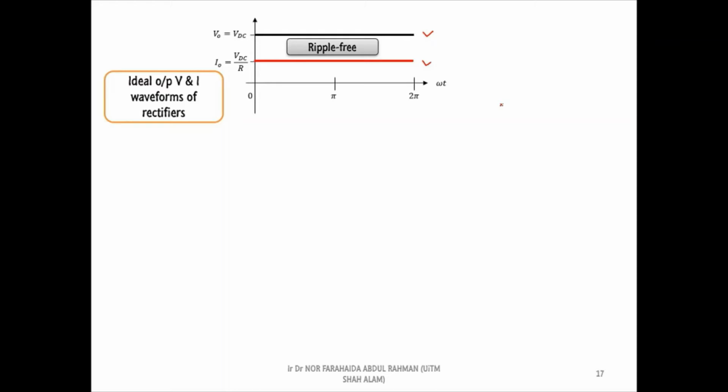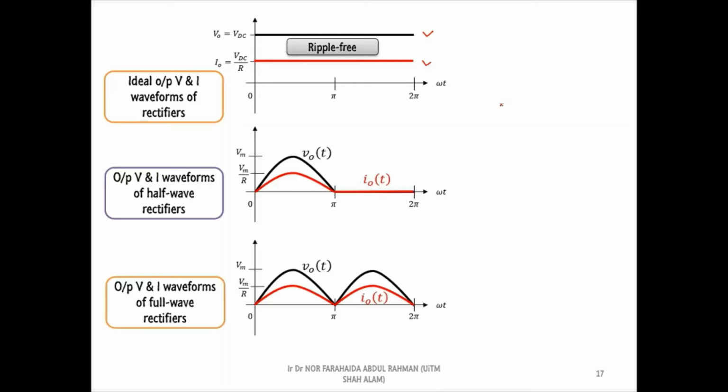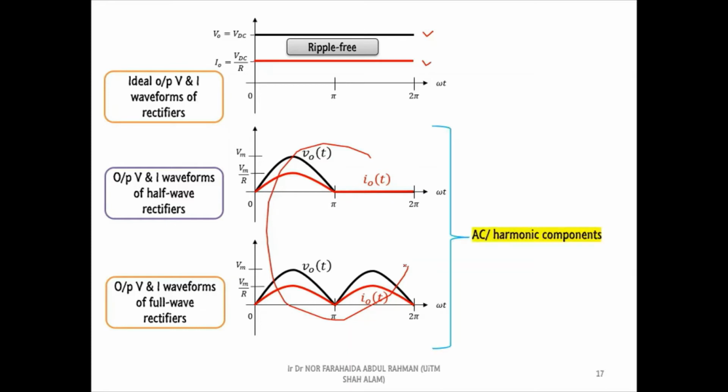In the last video, we have seen that the output voltage and output current waveforms generated by both half-wave and full-wave rectifiers are not constant. These waveforms consist of voltage or current ripples due to the existence of AC components at different frequencies. Based on Fourier series, the AC components are called harmonic components. Usually, when we want to design a filter, we can use the information related to the harmonic components.